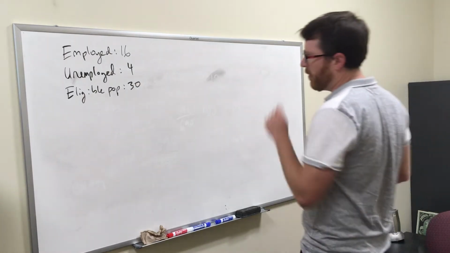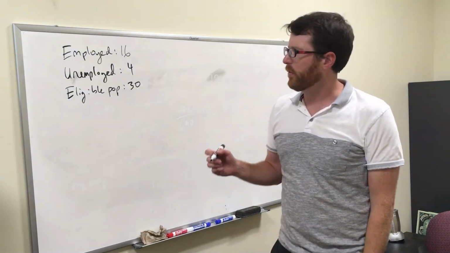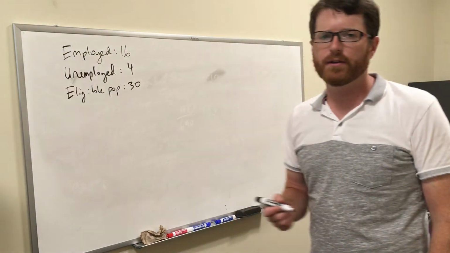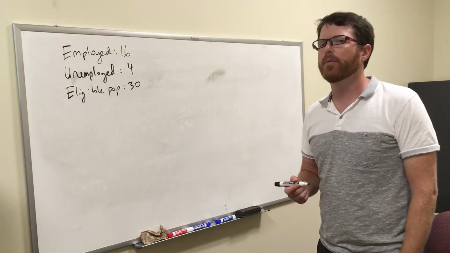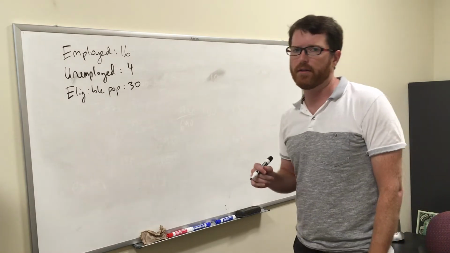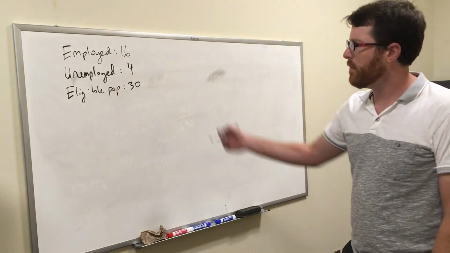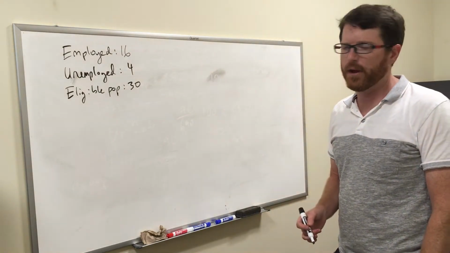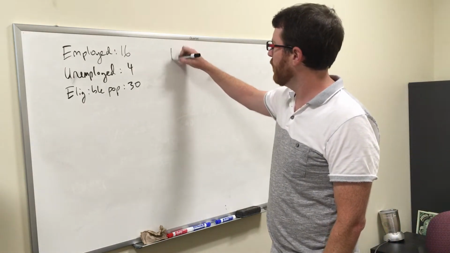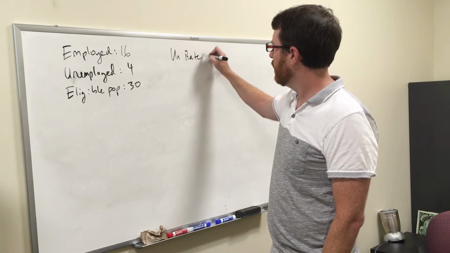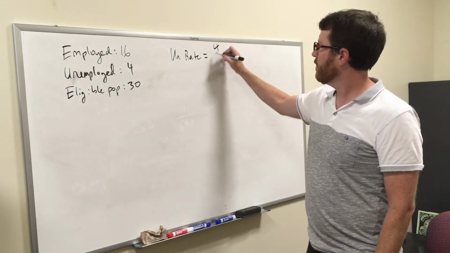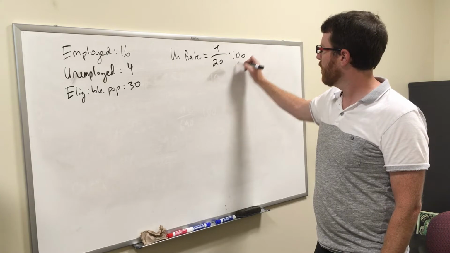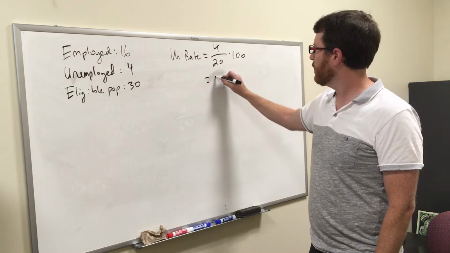Okay, Chapter 6, Part 3. We're going to start out by going through a couple of example questions to drive a point home that I think you really need to understand for the unemployment rate. So let's imagine there's a tiny little community and this is their current situation. Okay, if we solved for their unemployment rate, that would be 4 divided by 20, which is 20%.